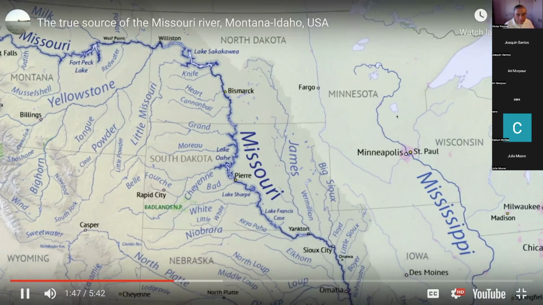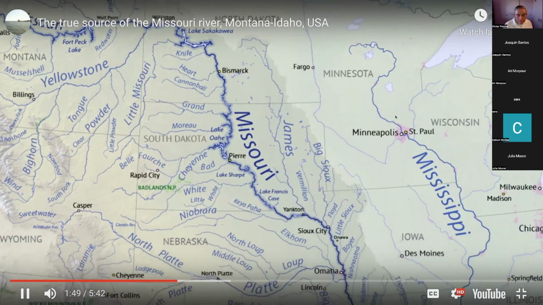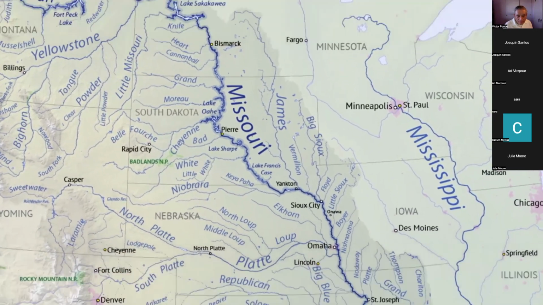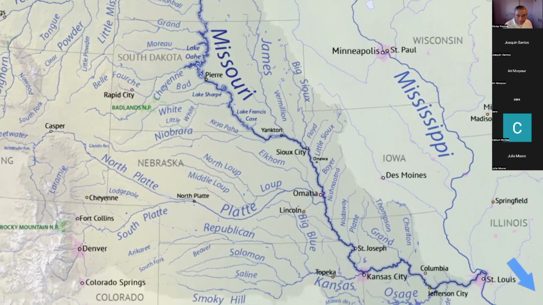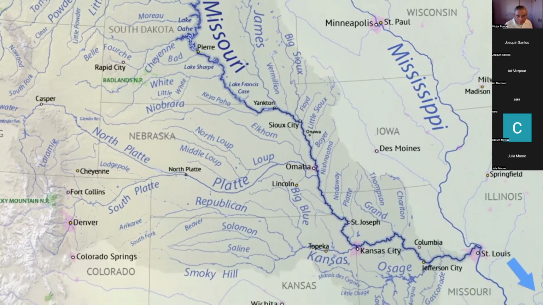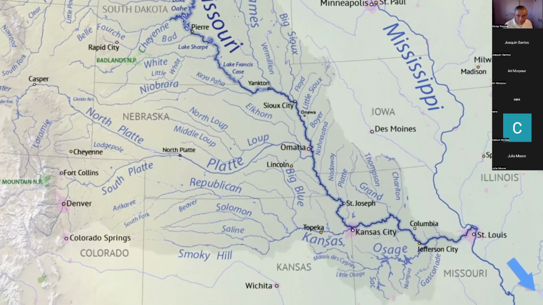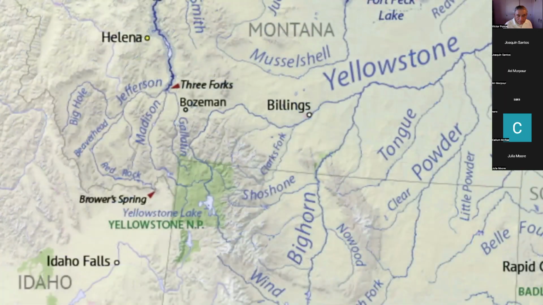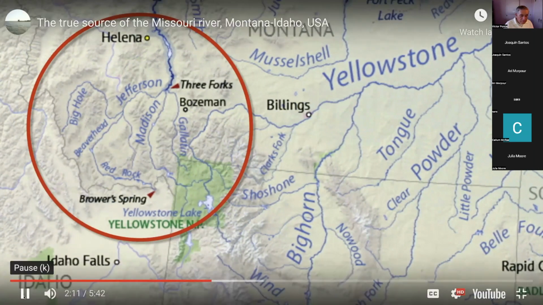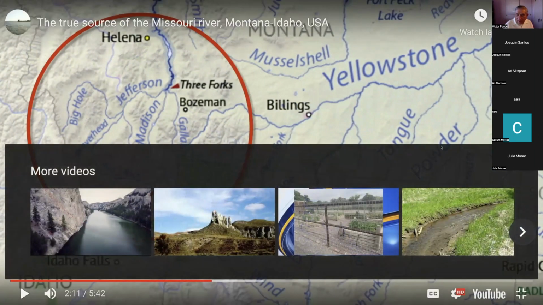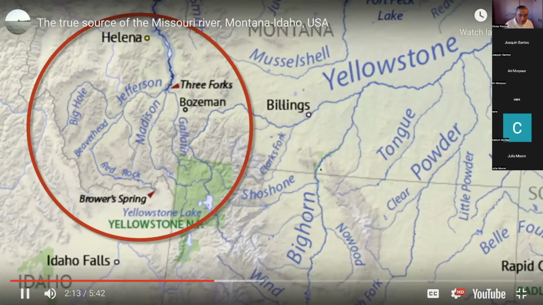Although nominally considered a tributary of the Mississippi, the Missouri River is much longer and carries a comparable volume of water. The combined Missouri-Mississippi forms the world's 4th longest river system. The longest tributary of the Missouri River begins a short distance upstream of Brower Spring in southwest Montana, on the southeastern slopes of Mount Jefferson in the Continental Divide mountains of the Bitterroot Range.